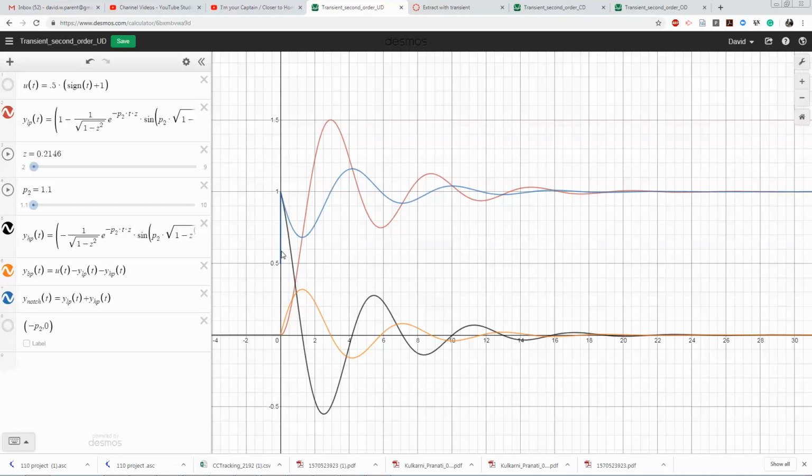And now we can really see that the high pass is underdamped because it crosses zero more than once. All right, and just settles.